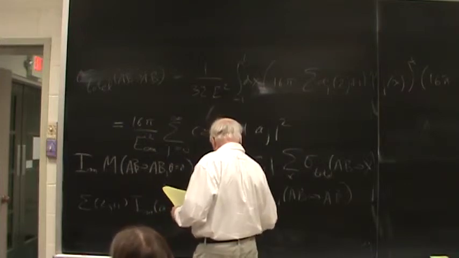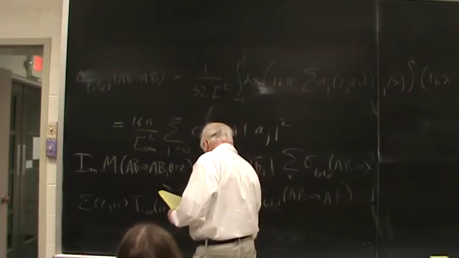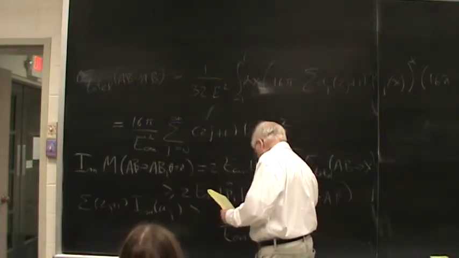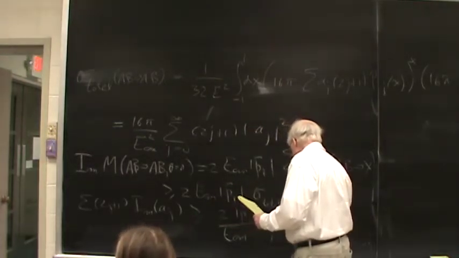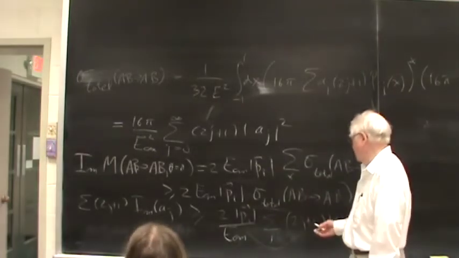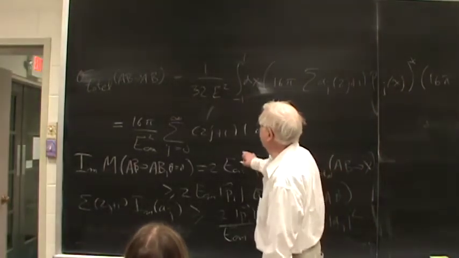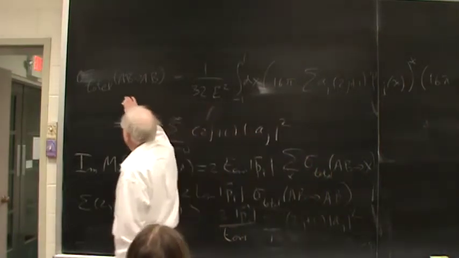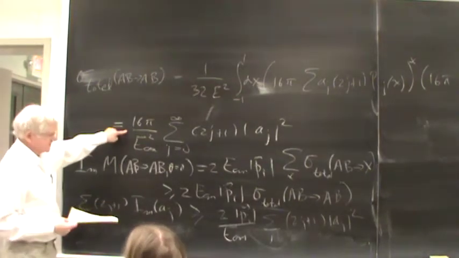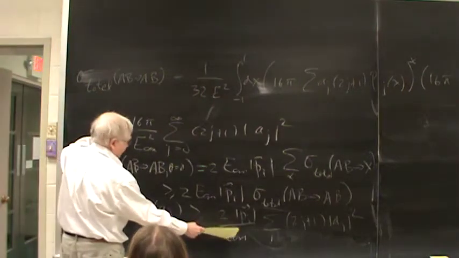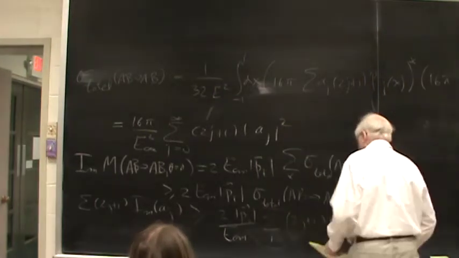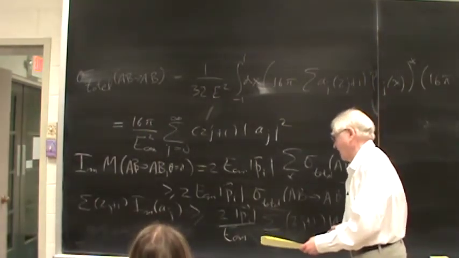2 pi over e center of mass, and now sum 2j plus 1, aj squared. So I'm just using that there, and anyway, this is the relation that we have.